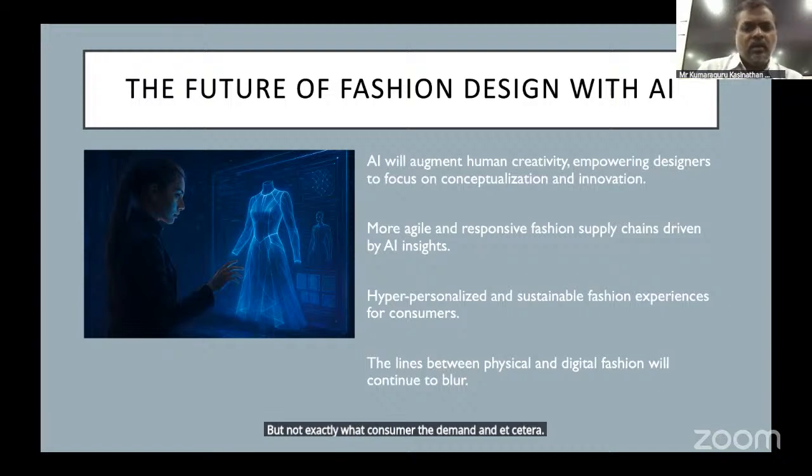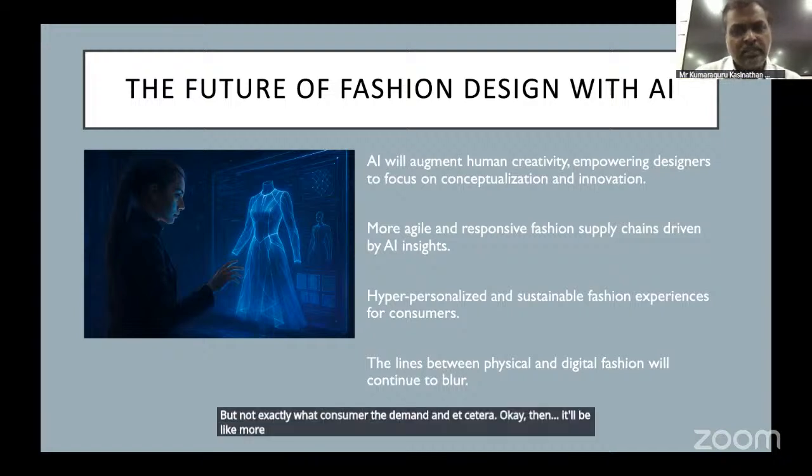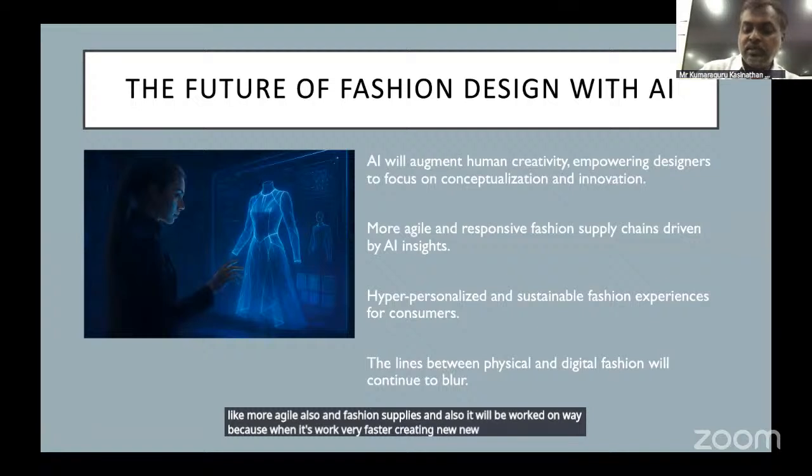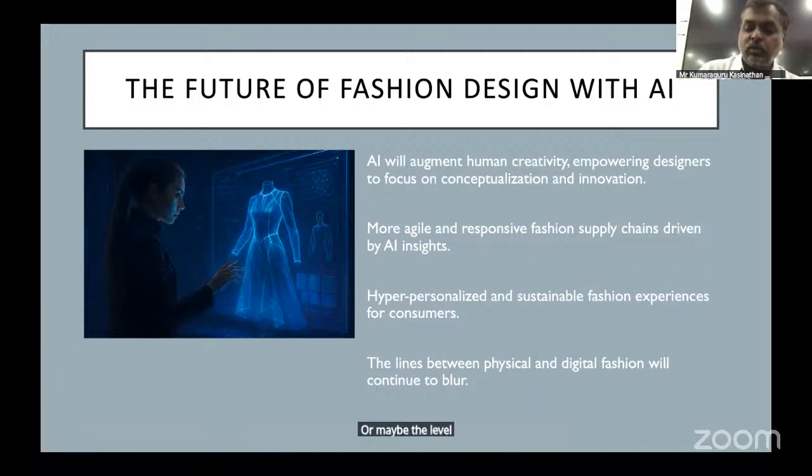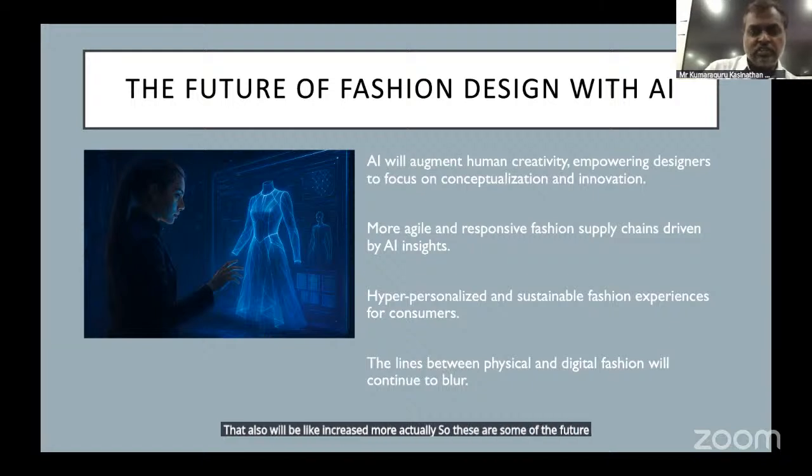Then it will be more agile also, and fashion supply will be affected too. Because AI works much faster, creating new designs for the particular season, the supply chain and the production point will also work that much faster, and the level of production within so many industries will increase more actually. So these are some of the futures of fashion with AI actually.